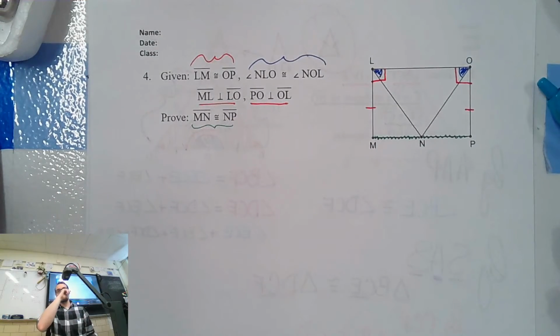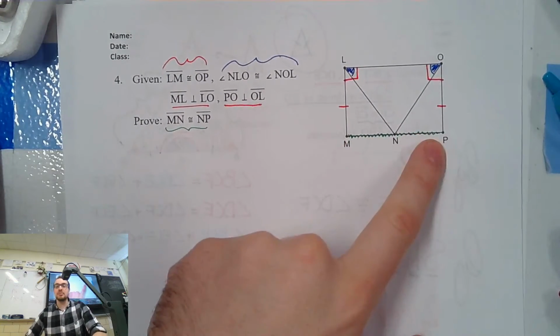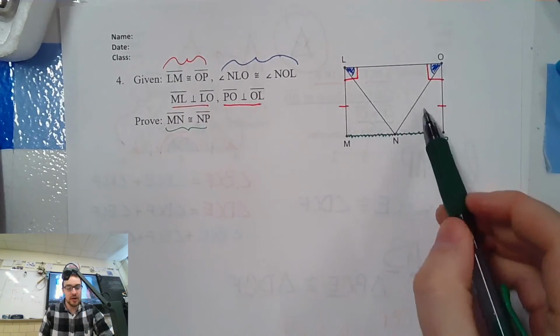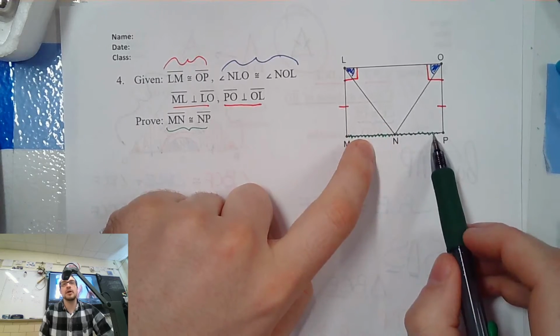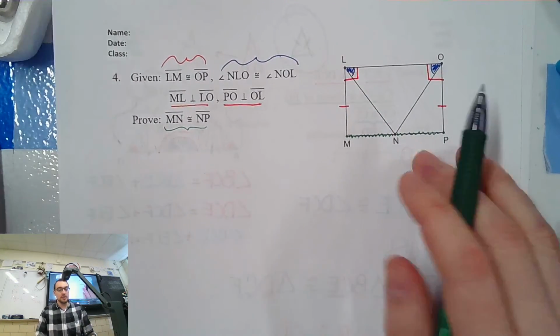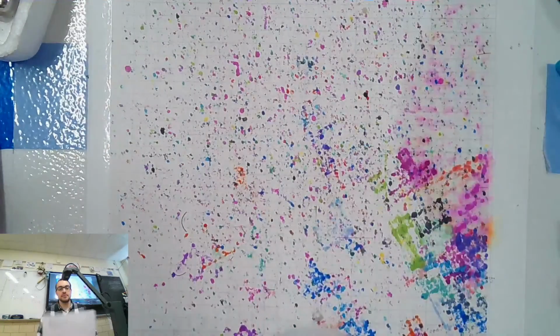Everybody cool with that? Now, which triangles contain both MN and NP, or not both, I should say, contain more. Well, it's this triangle, right? So if I can prove these two triangles the same, their parts will be the same, right? CCP. So I need to prove this triangle and this triangle the same. There's lots of ways to do it. You could even draw perpendicular if you wanted, make some right triangles, but we don't need to.